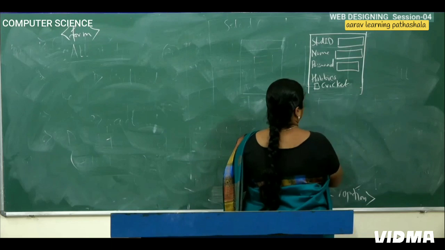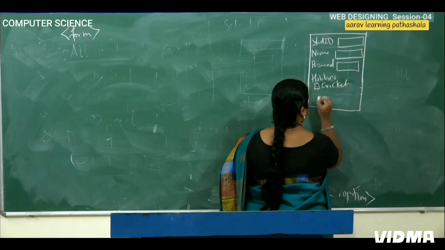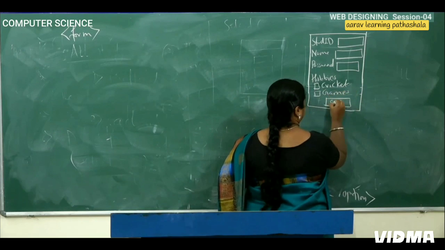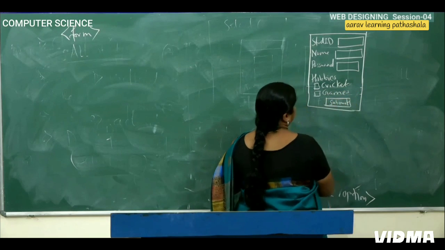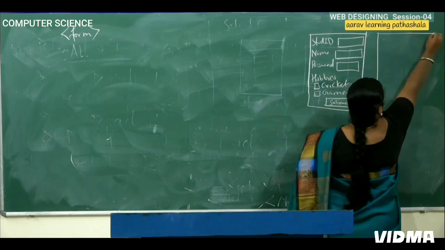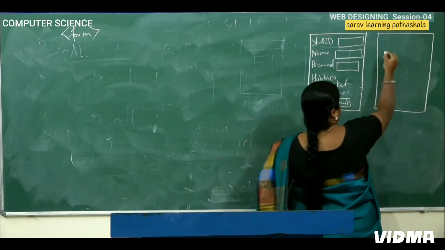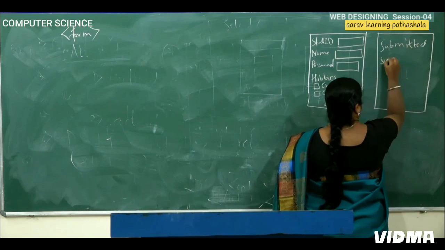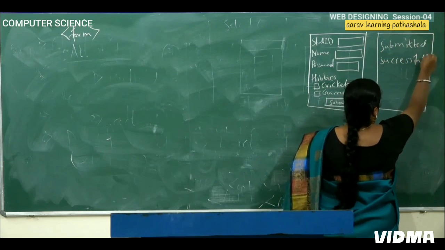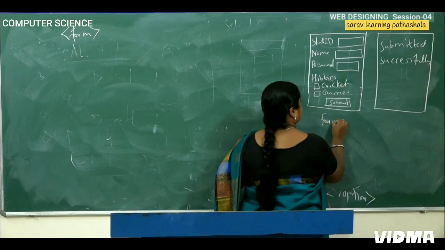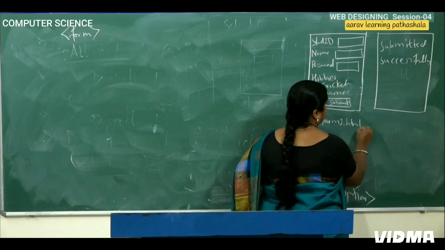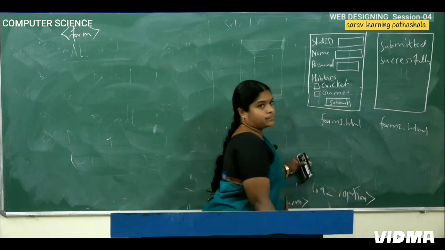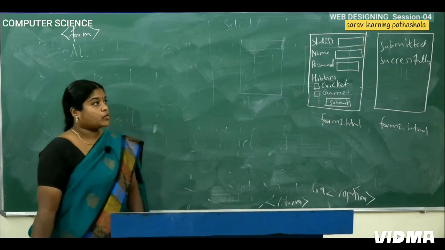Suppose the next checkbox as games, and finally submit. And when the user clicks on submit button, it should appear as submitted successfully. So this will be form1.html and this will be form2.html. So let's start writing the code for this.